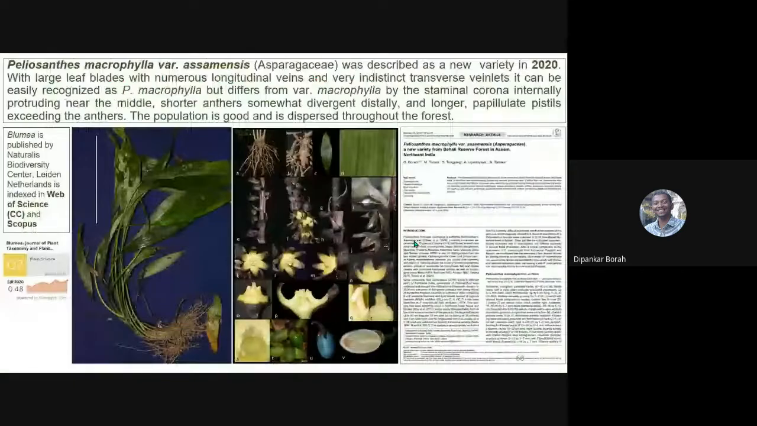The third taxon described from Behali RF is Paphiopedilum macrophylla variety assamensis. It was described as a new variety in 2020. The population is good and dispersed throughout the forest. The plant has no particular use but can be used as a potential ornamental because of its showy flowers. The data was published in the journal Blumea, published by Naturalis Biodiversity Center, Netherlands.